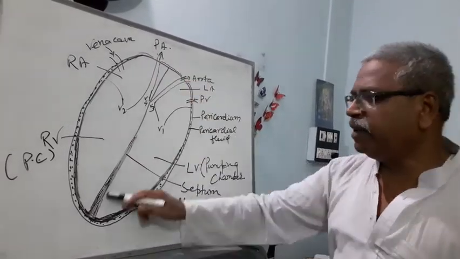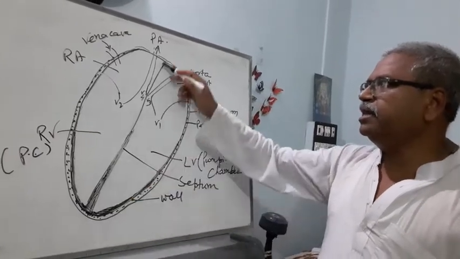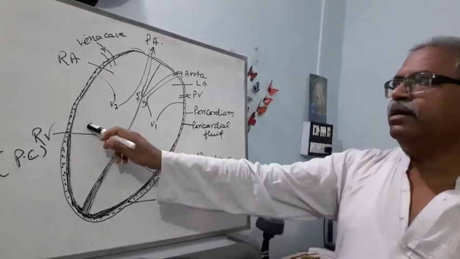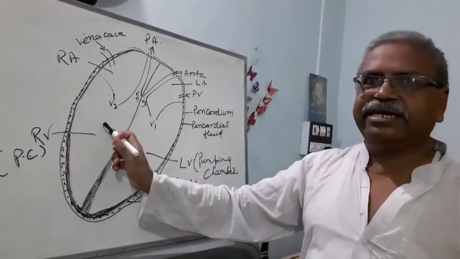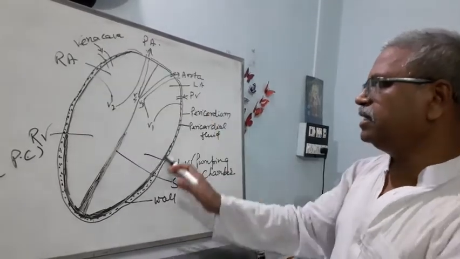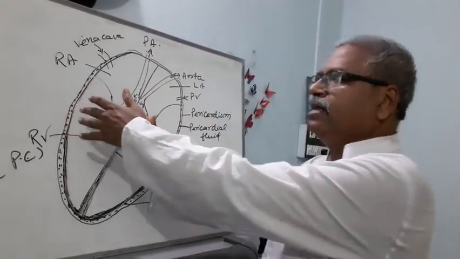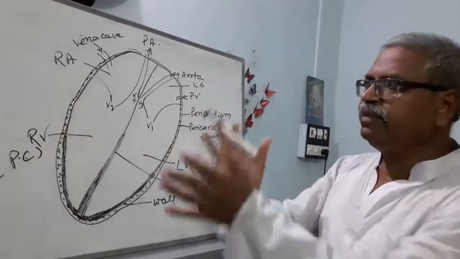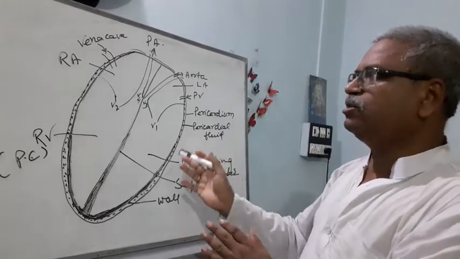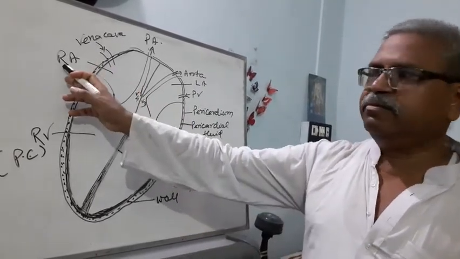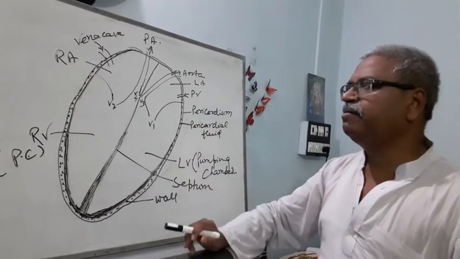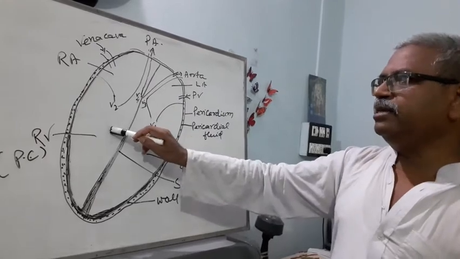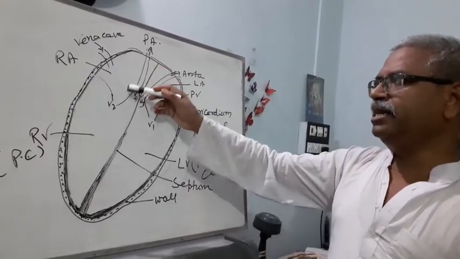Internally, it is divided by a septum, a vertical partition wall known as a septum, into left and right. This portion is the right part and this is the left part. Since it is a mirror image, that's why you see this side as the right part and this side as the left part. Both the chambers are again divided horizontally.